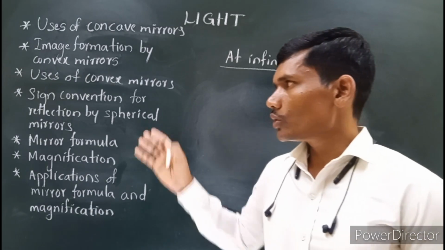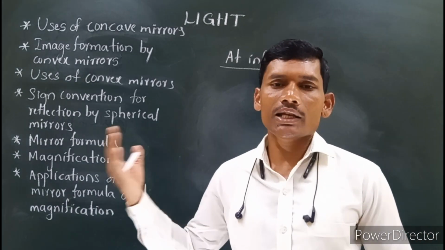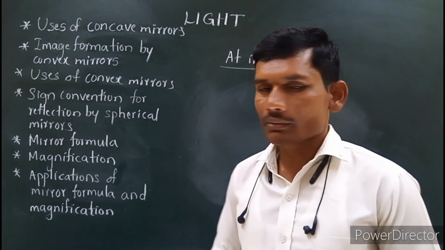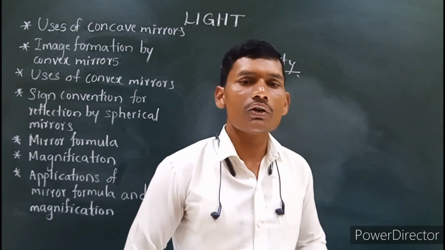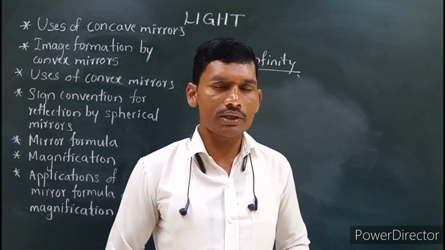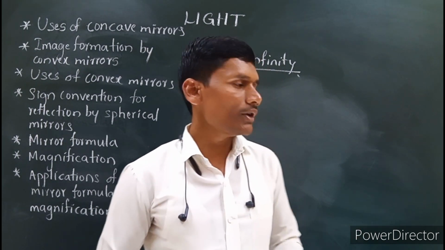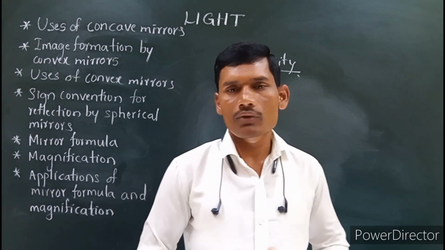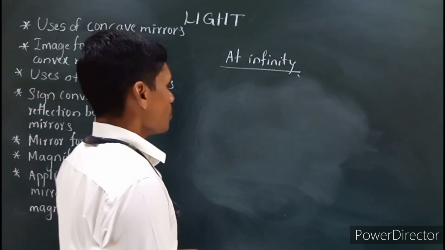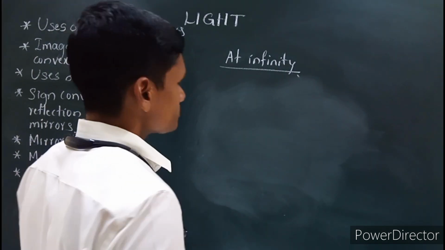Now let us come to know a few more points, that is sign convention for reflection by spherical mirrors. We are following a set of sign convention that is called the New Cartesian sign convention that we need to follow when we consider the mirrors. While solving some problems, it helps us. Now, let us see what those sign conventions are.